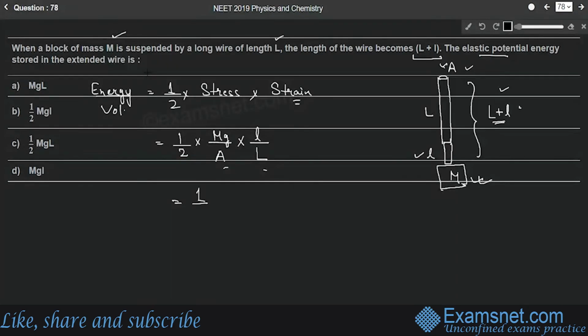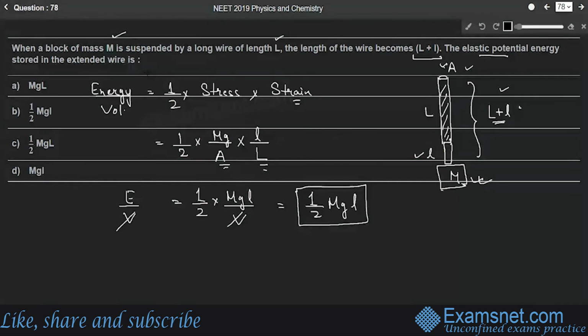So we can write it like this, half mg L divided by volume, A into capital L, which is the initial volume of the wire. And on this side also we have energy per unit volume, so volume will get cancelled. So what will be left? Half mg small l. So this is equal to the elastic potential energy stored in the extended wire. That means option B will be the correct answer, not C, because it has capital L and we have small l here. So option B will be the correct answer.